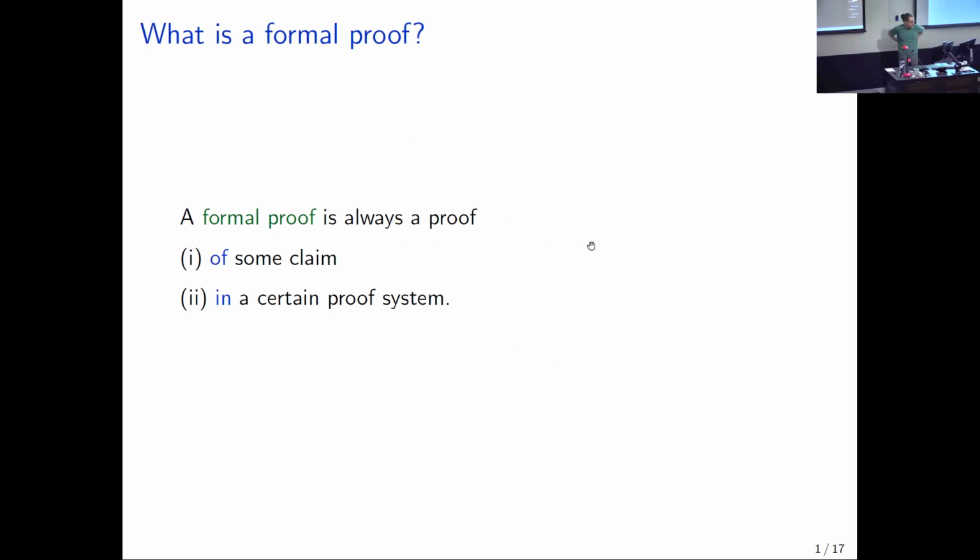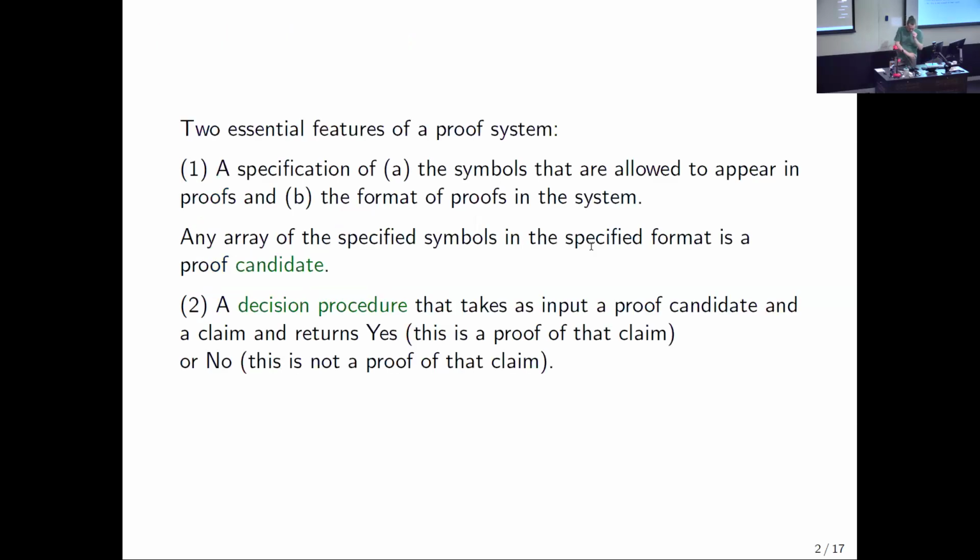So I think the first thing we can say is that a formal proof is not just a proof, it's a proof of something, and it's a proof in a certain proof system. And then the question becomes, well, what's a formal proof system? And so I think there are two essential features of a proof system.